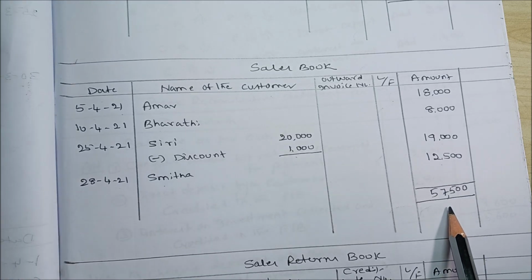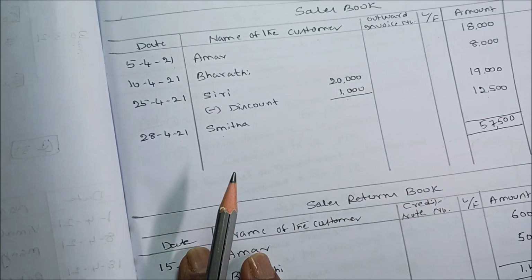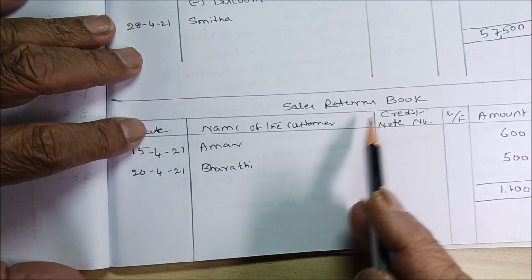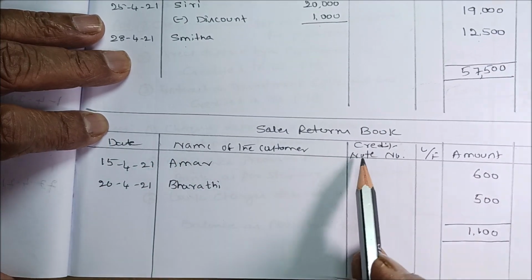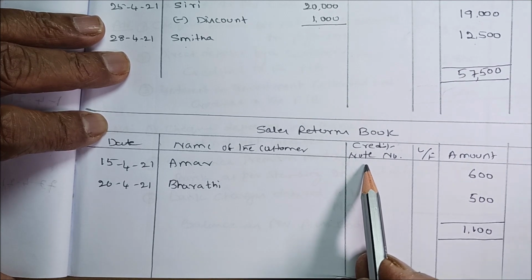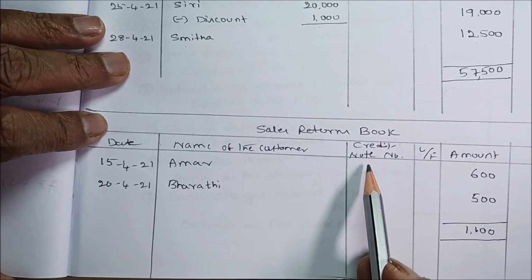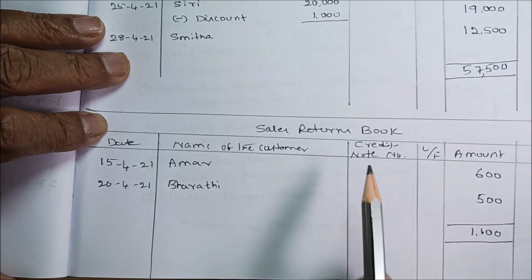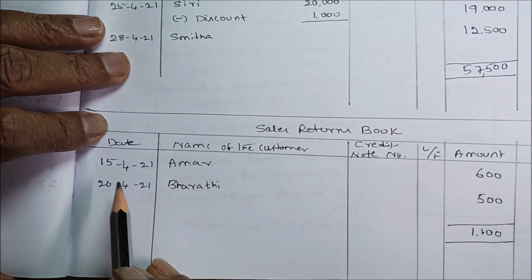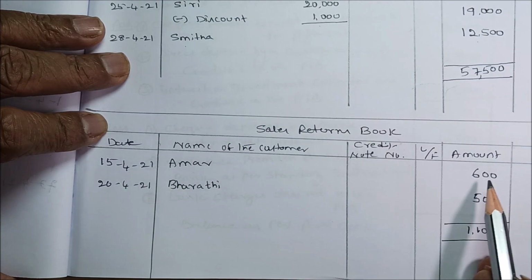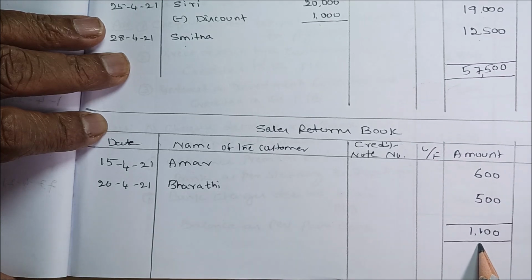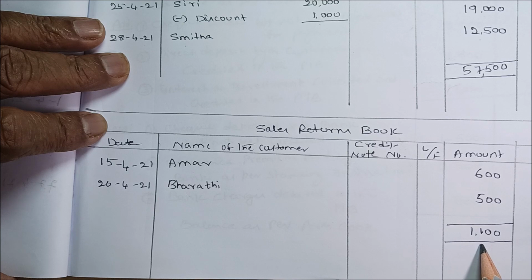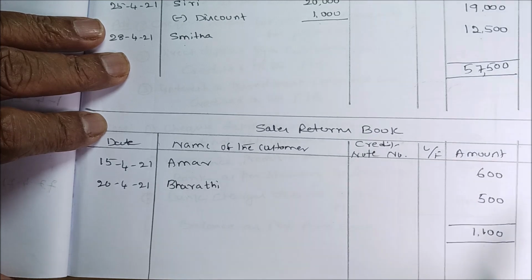is 57,500. Now sales return book: date, name of the customer, credit note number. In purchase returns book it is debit note number, here it is credit note number because we are giving credit, correct? 15/4/21 Amar 600, 20/4/21 Bharati 500, total is 1,100. This is how we have to prepare subsidiary books.